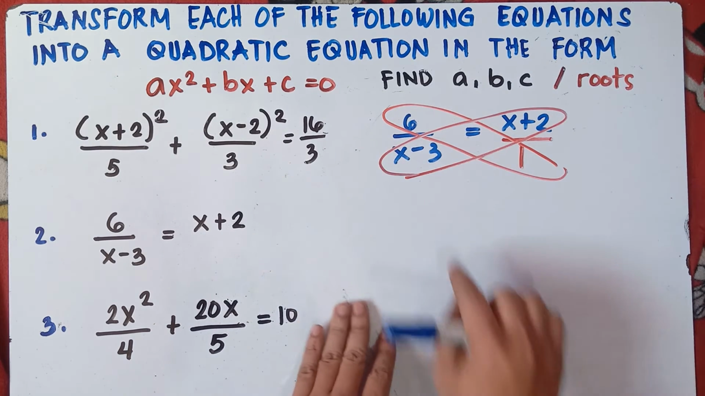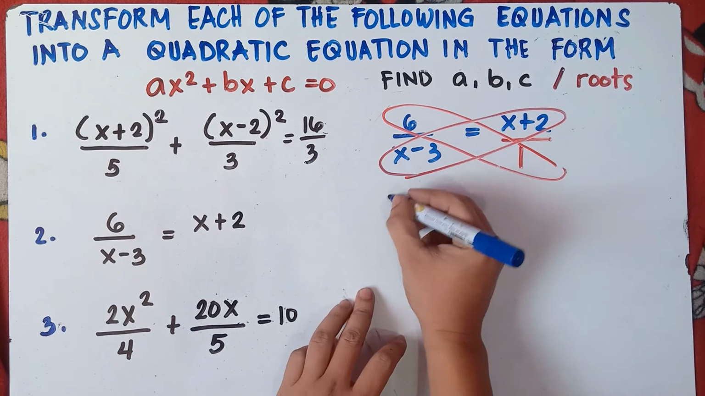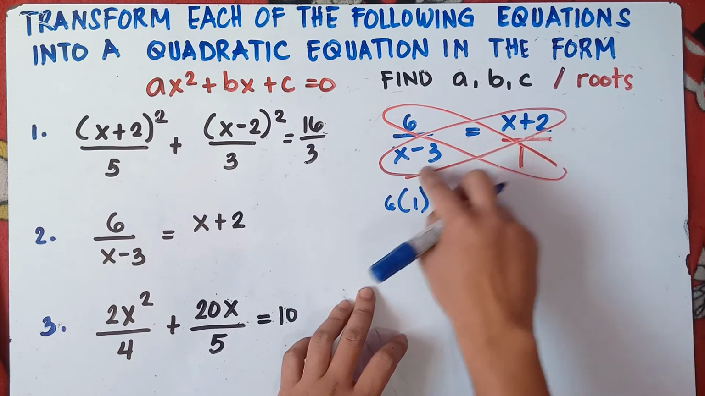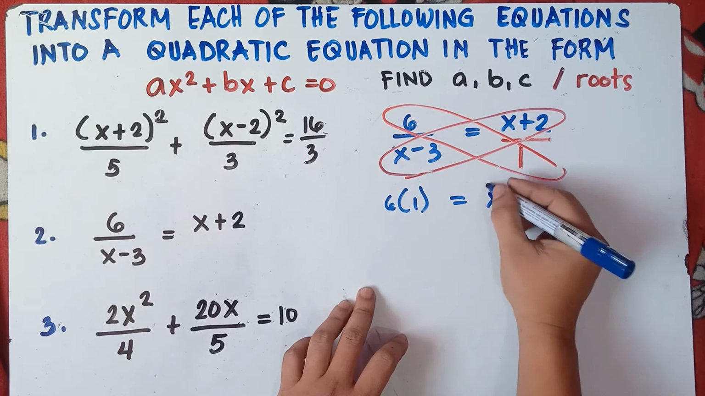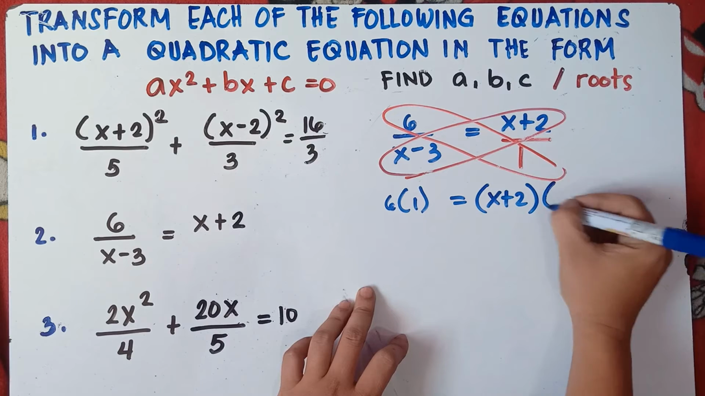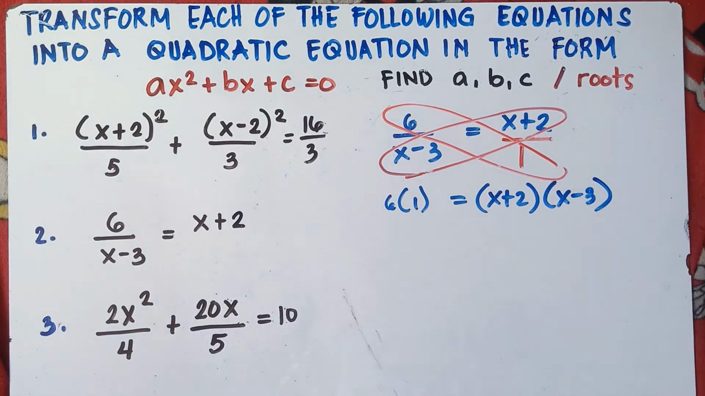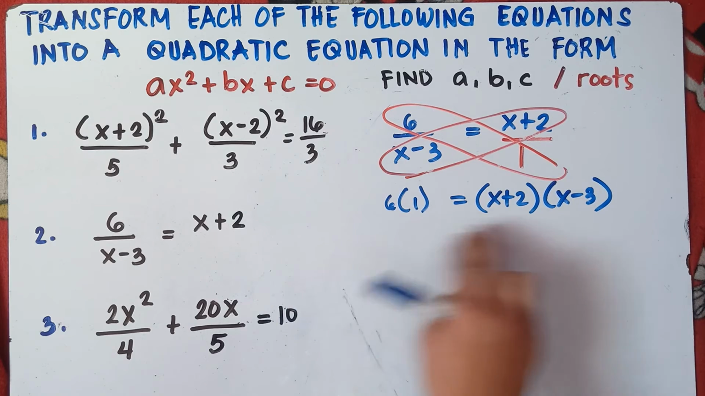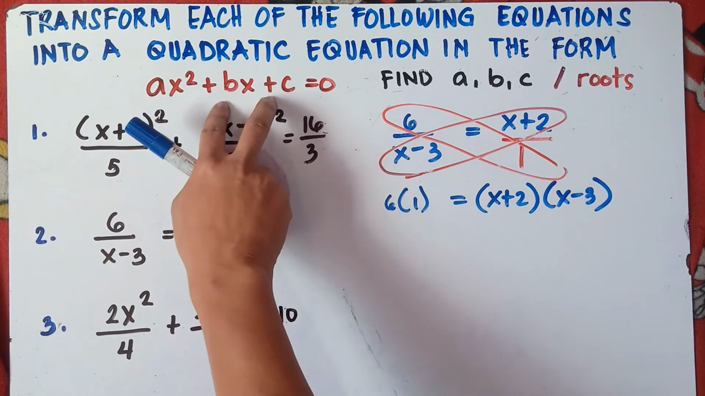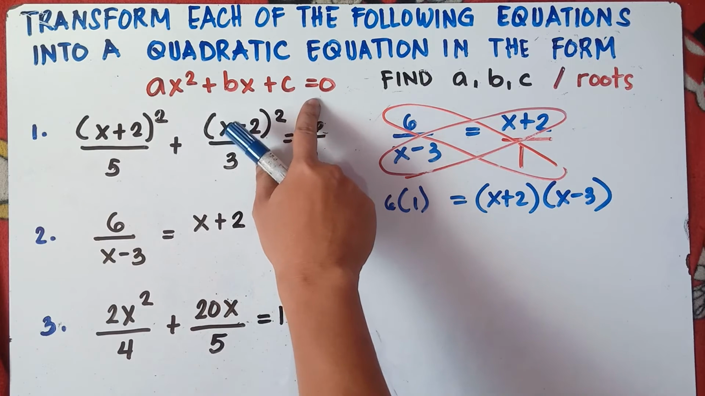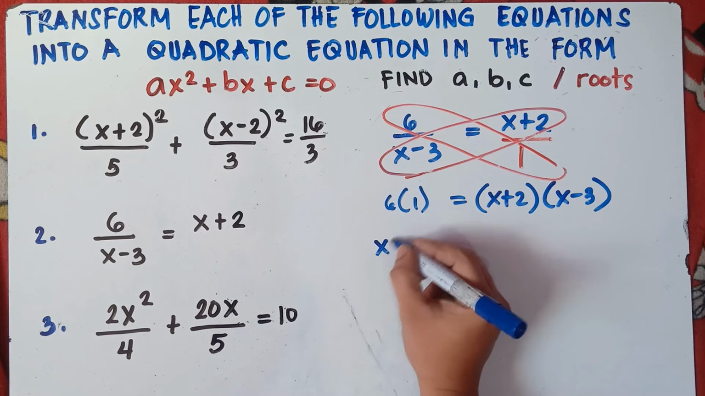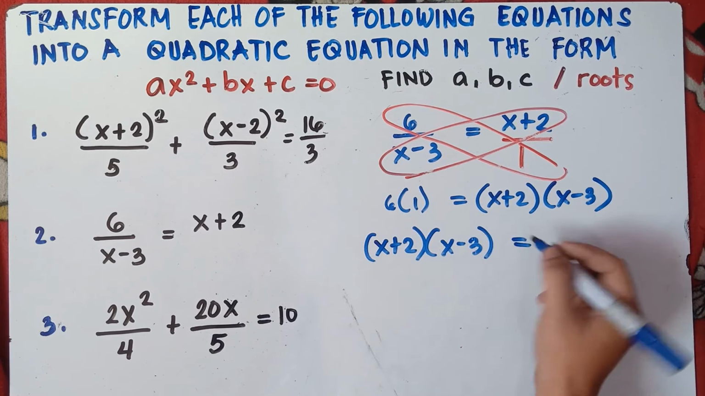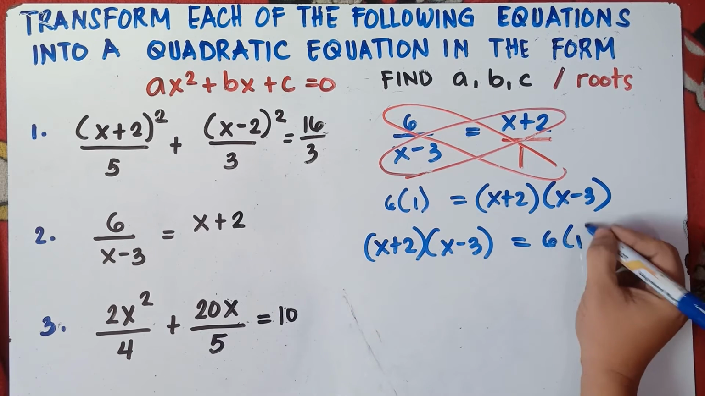Alright, and then cross multiply. So 6 times 1 equals x plus 2 multiplied by x minus 3. Now we can actually interchange this, because we want our expression on the left of the equal sign. So we can write x plus 2 multiplied by x minus 3 equals 6 times 1. This is the same, class.